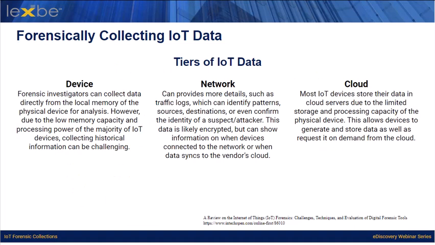So there are 3 different tiers of Internet of Things data. There's the device. These are the different tiers you can collect the data from. The device itself, where forensic investigators can collect the data directly from the local memory of the physical device for analysis. However, due to the low memory capacity and processing power of the majority of Internet of Things devices, collecting historical information can be challenging.